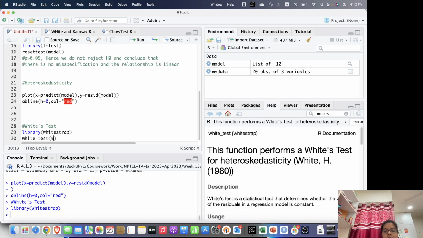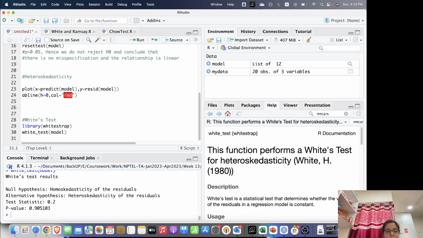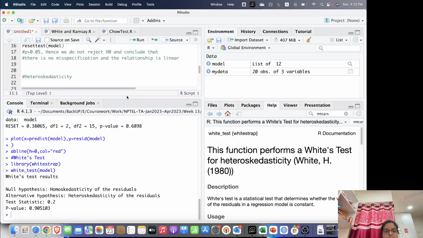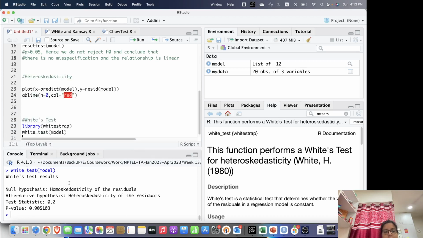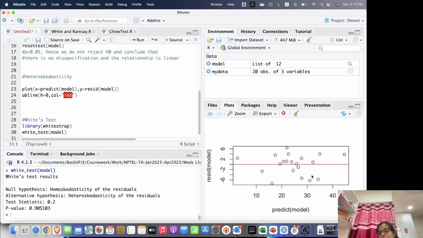So if we write this White test model, the outcome will be something like this. The null hypothesis is homoscedasticity of residuals. Alternate hypothesis is heteroscedasticity of residuals. Test statistic is 0.2, p-value is 0.9, which is quite high. So we do not reject the null hypothesis and conclude that there is no heteroscedasticity. It is homoscedasticity as reflected from this plot.